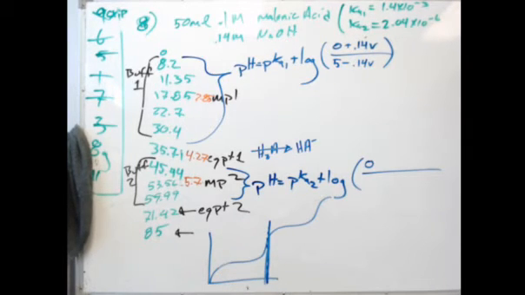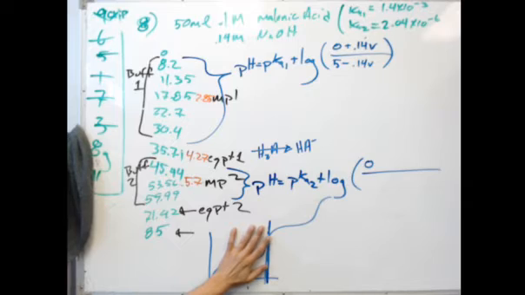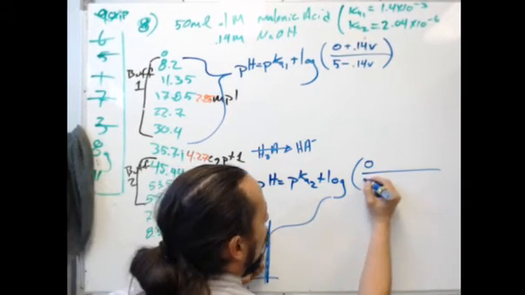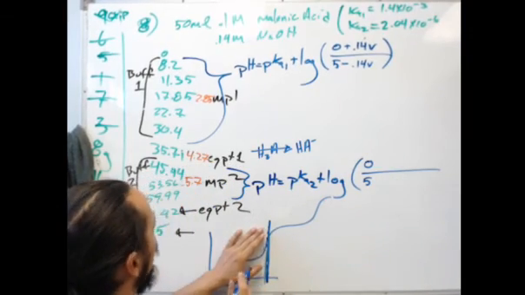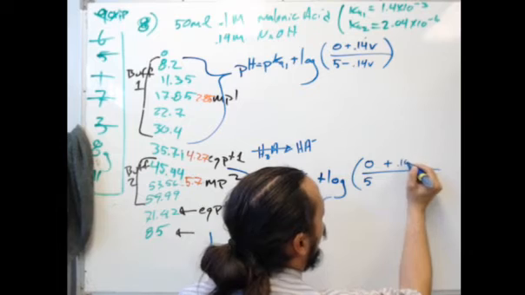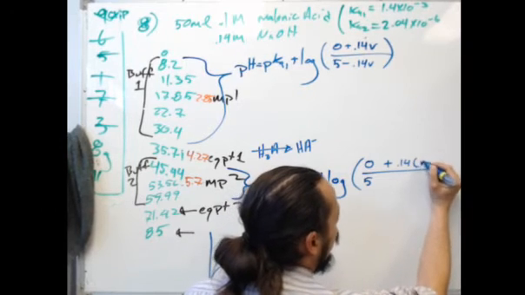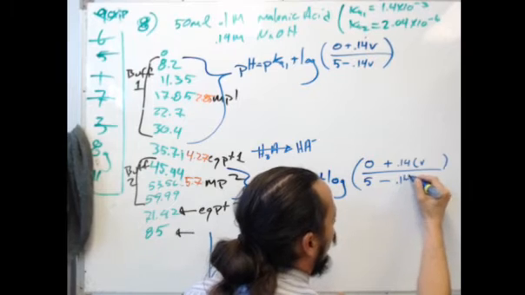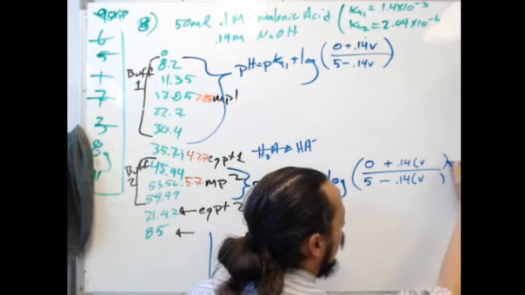Assuming my separation of Ka1 and Ka2 is good enough. In this case, it might not be good enough, but we're going to pretend like it's good enough. So at this point, I should have 0 of my A2 minus. I should have all of my HA minus. And then I'm going to just do the same thing, plus 0.14V, minus 0.14V.